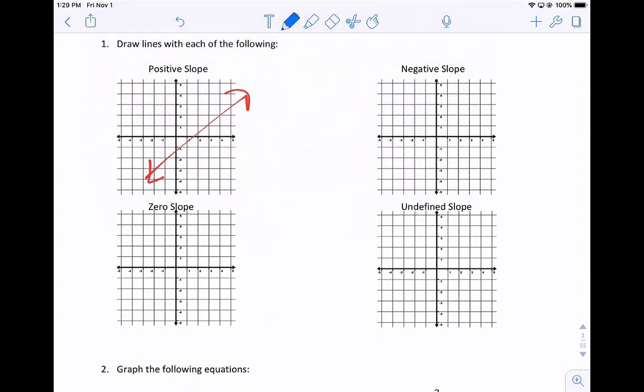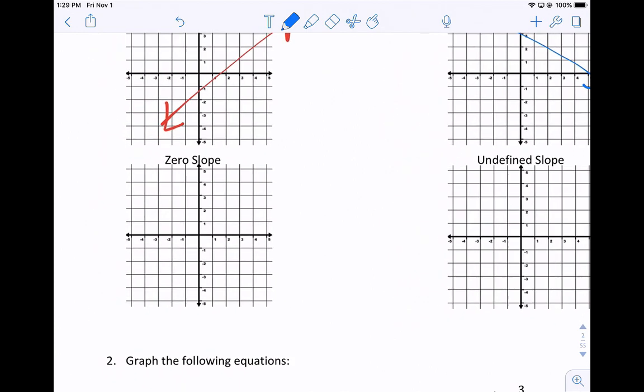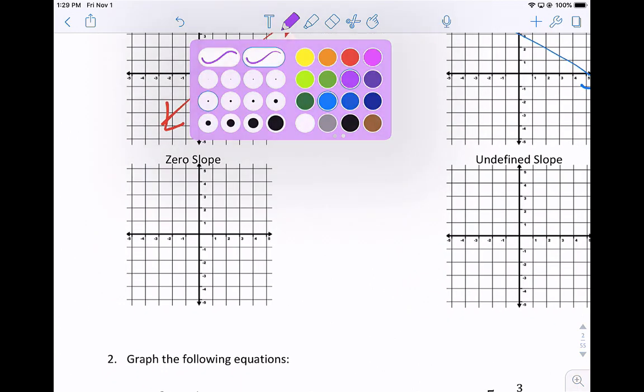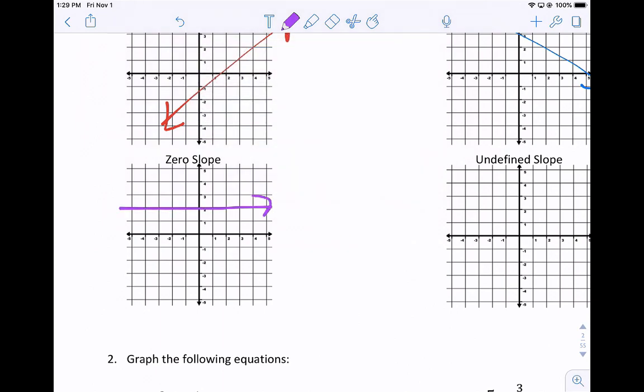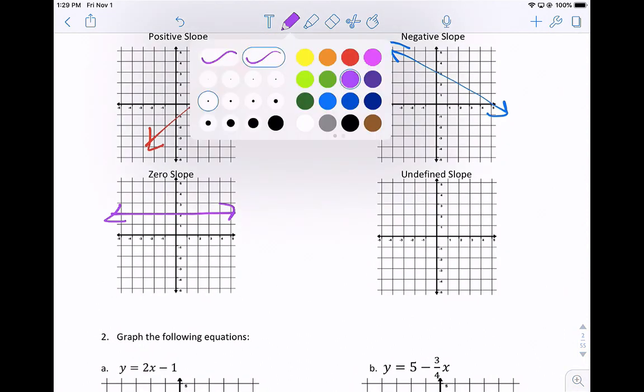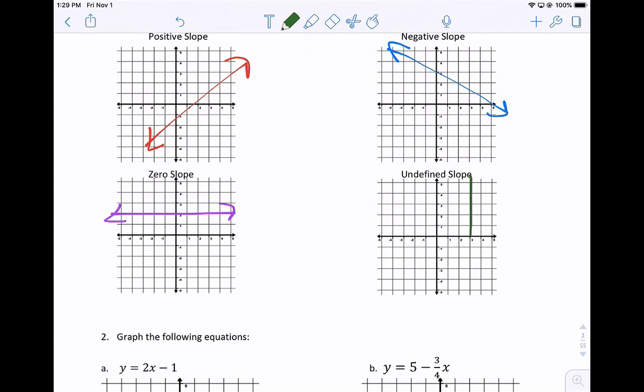A negative slope goes down from left to right. So here's an example of a negative slope. Zero slope is when it's flat or horizontal. So here's an example of zero slope. And undefined slope is when it's straight up and down, an x equals equation versus a y equals equation.